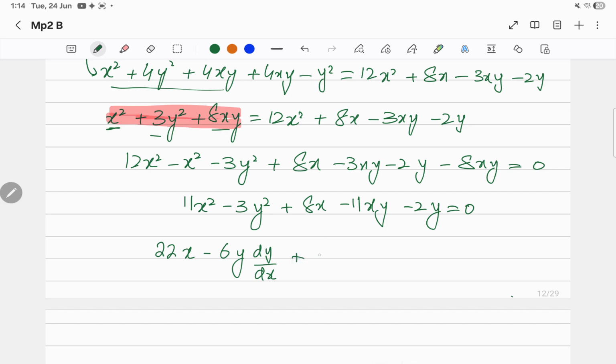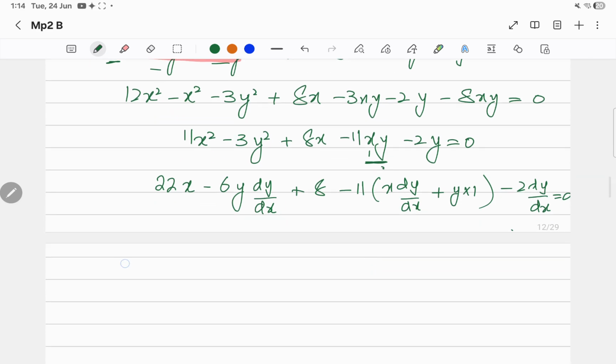Plus 8 as it is, and the derivative of x is 1, so 8. Minus, over here we need to apply the product rule, so it will be minus 11 times x as it is, derivative of y is dy over dx, plus derivative of x is 1 and y as it is. This is the product rule, which means if x is the first function and y is the second, then first as it is times derivative of second, plus second as it is times derivative of first. So minus 2, derivative of y is dy over dx, equals 0.